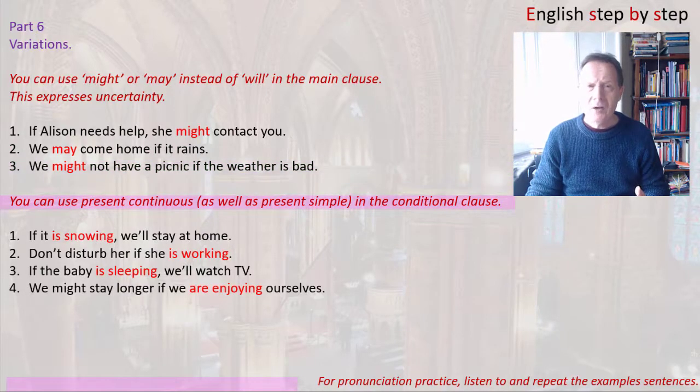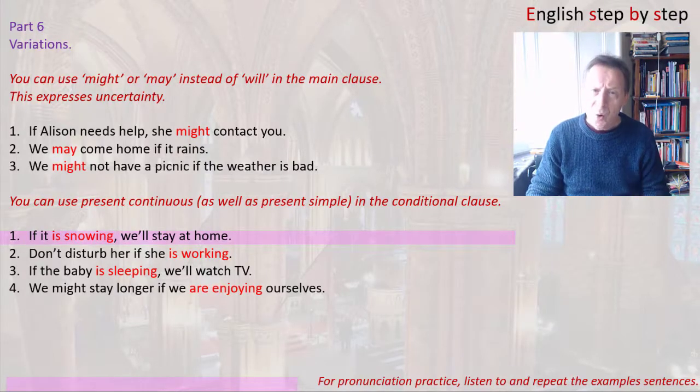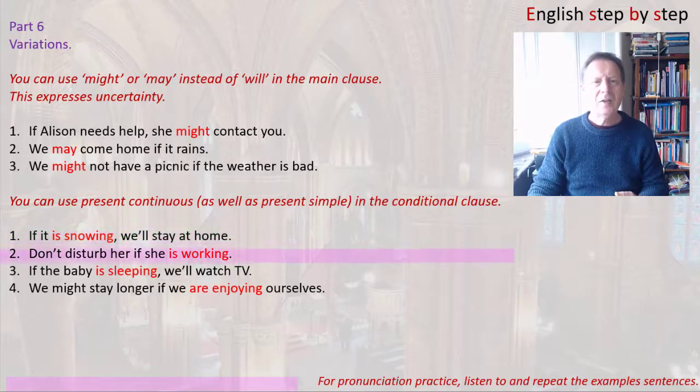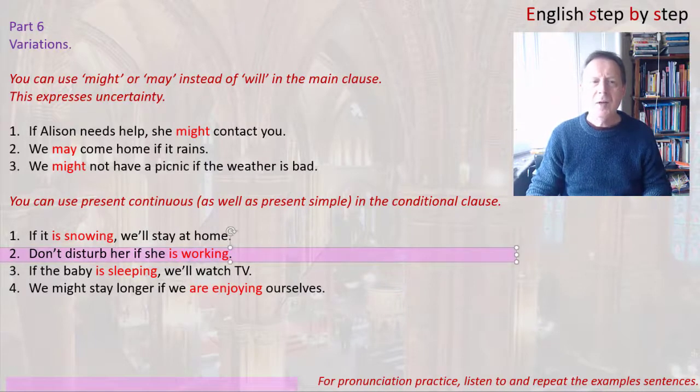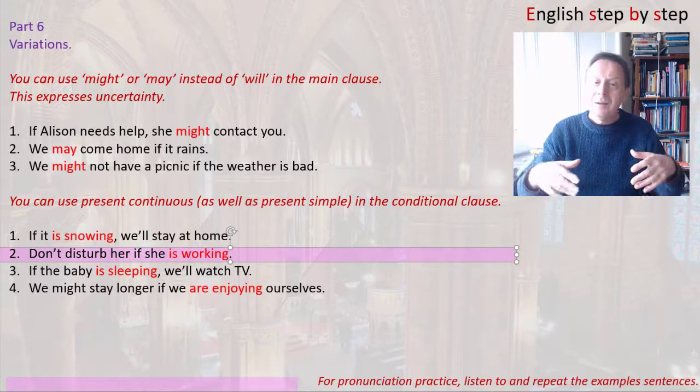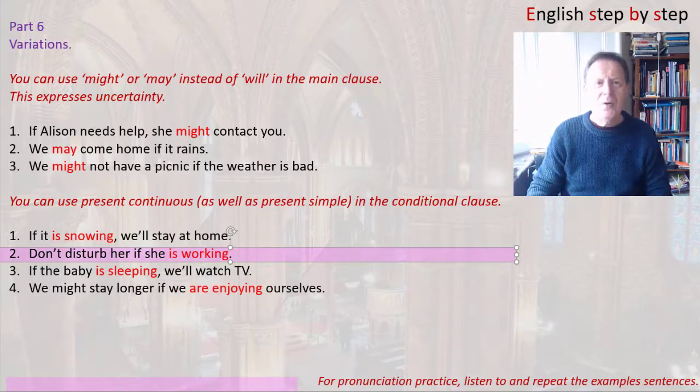Now, another variation is using present continuous, and you can use this as well as present simple in a conditional clause. For example, if it is snowing, we'll stay at home. So, instead of if it snows, we'll stay at home, you can say if it is snowing, we'll stay at home. Present continuous. Another example, don't disturb her if she is working. In other words, her activity is continuing in this condition, so we use the present continuous tense.